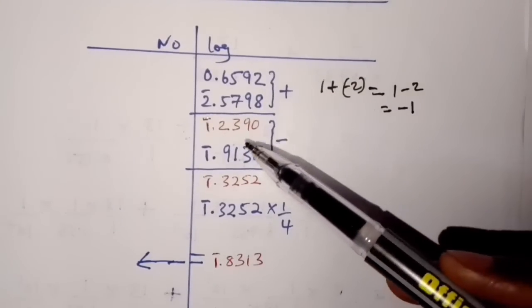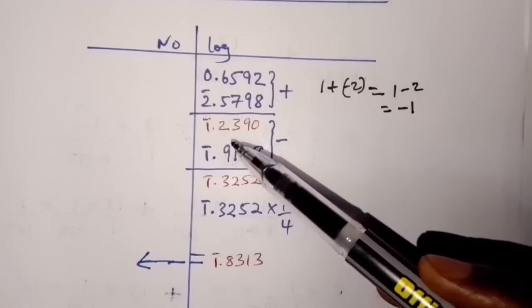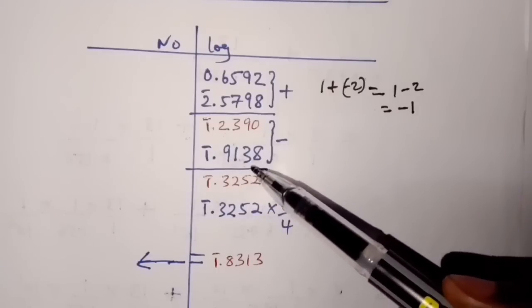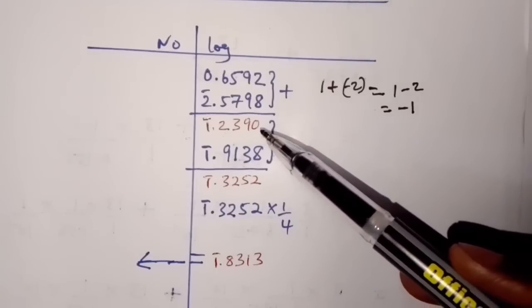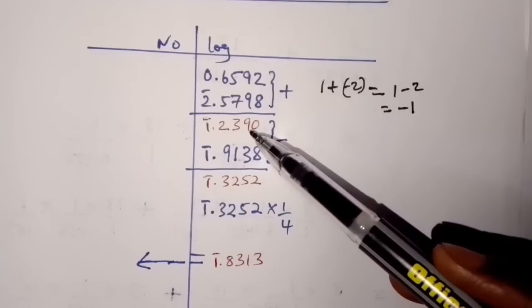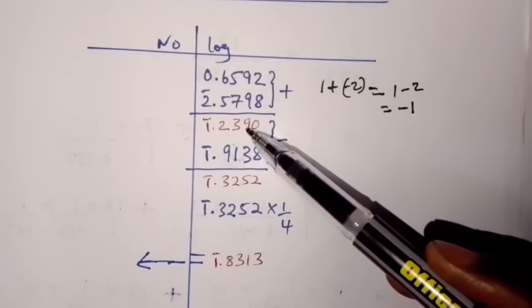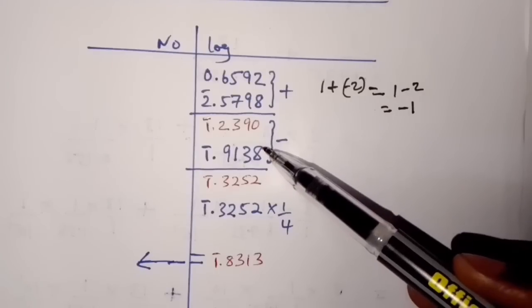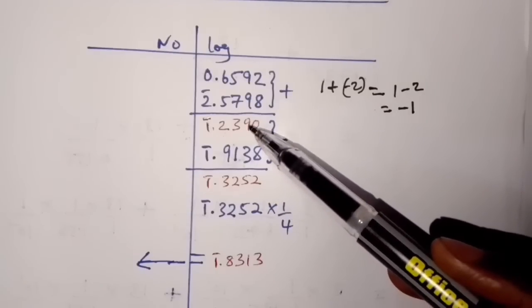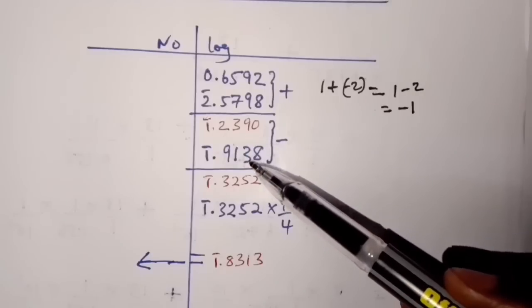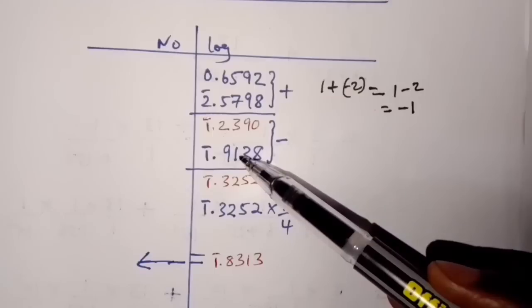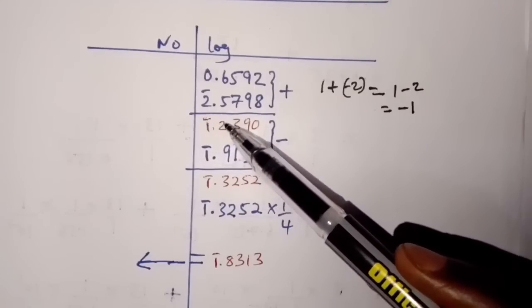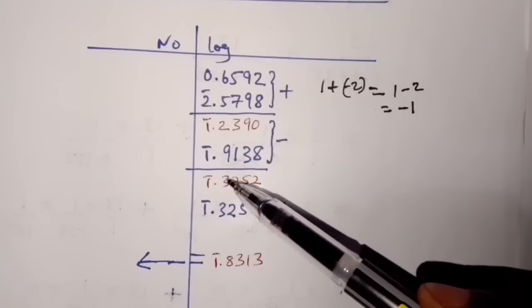How can we subtract bar 1.2390 minus bar 1.9138? This is 0. We borrow 1 from this side, 9. This one becomes 10. 10 minus 8 is 2. The remainder here is 8. 8 minus 3 is 5. 3 minus 1 is 2. We borrow 1 from this other side. 12 minus 9 is 3.